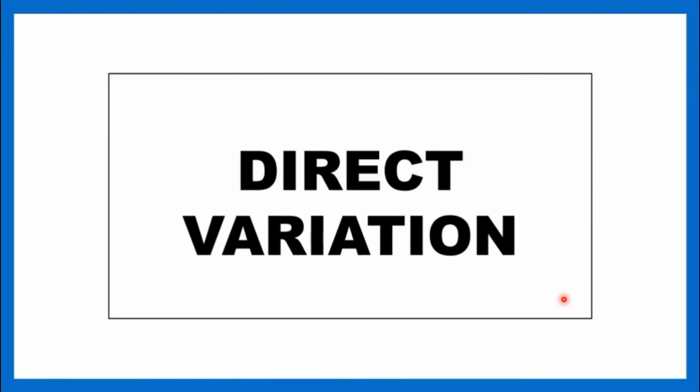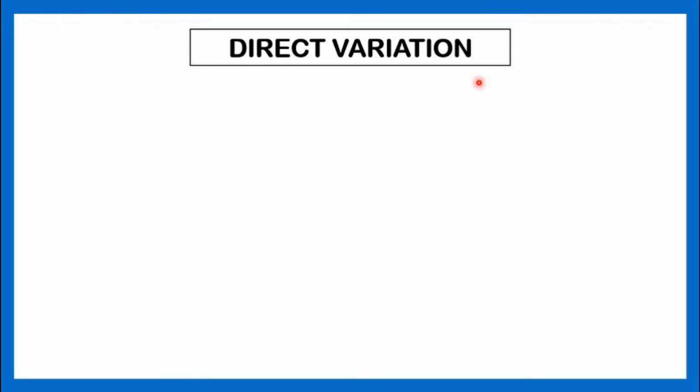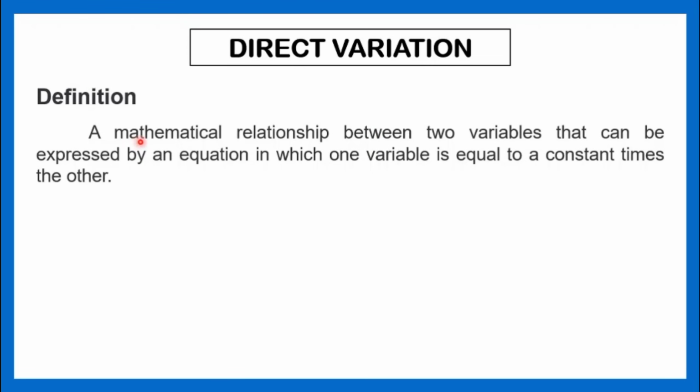Hi everyone! Welcome sa lesson natin ngayong araw. So for today, pag-uusapan natin kung paano mag-solve ng direct variation. Ayan. So let's start by giving you the definition of this one. Ano nga ba ang direct variation? So direct variation is defined as a mathematical relationship between two variables that can be expressed by an equation in which one variable is equal to a constant times or multiply the other.